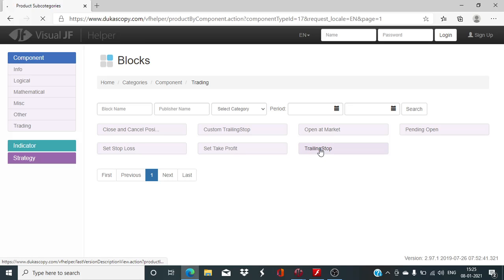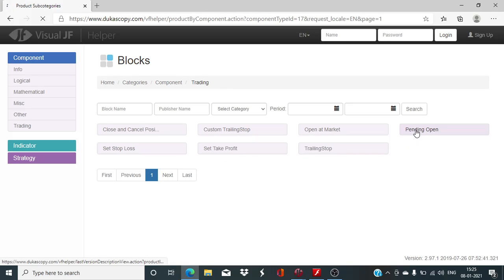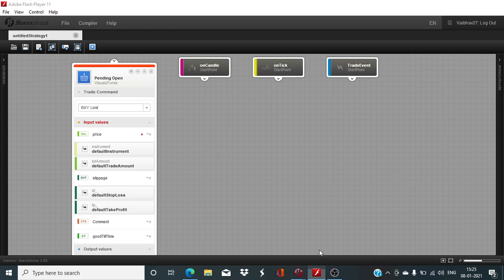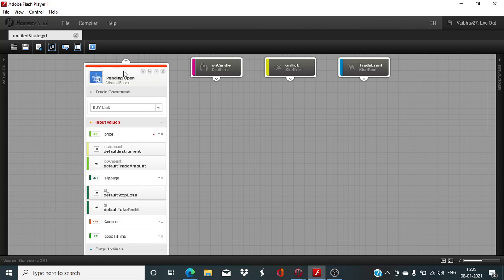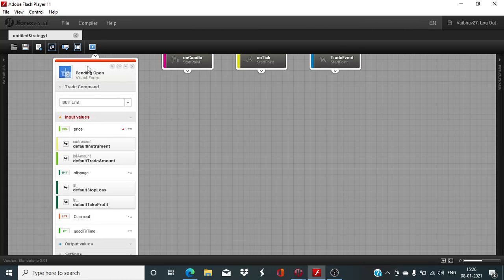So we have multiple options provided to us. No, not this. Here it is, pending open. We don't really have the description, so we straight away head to the Visual JForex board developed by Dukascopy Bank SA. This is the pending open block.